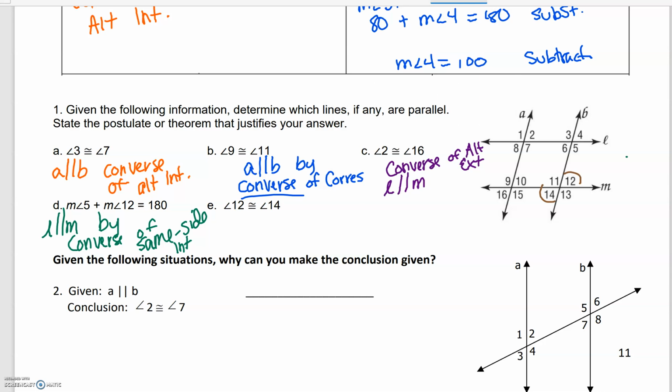All right, 12 and 14 being congruent. Nope, those are just vertical. Do vertical angles, the converse of vertical? No, there is no converse of vertical. So this doesn't prove parallel.